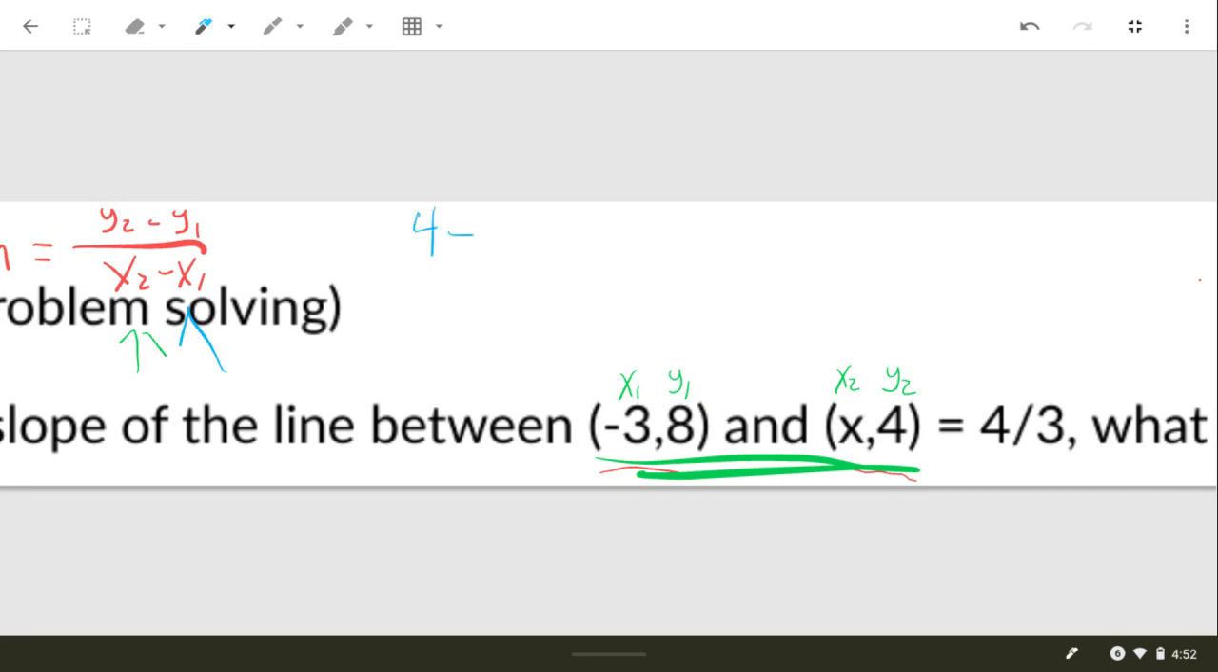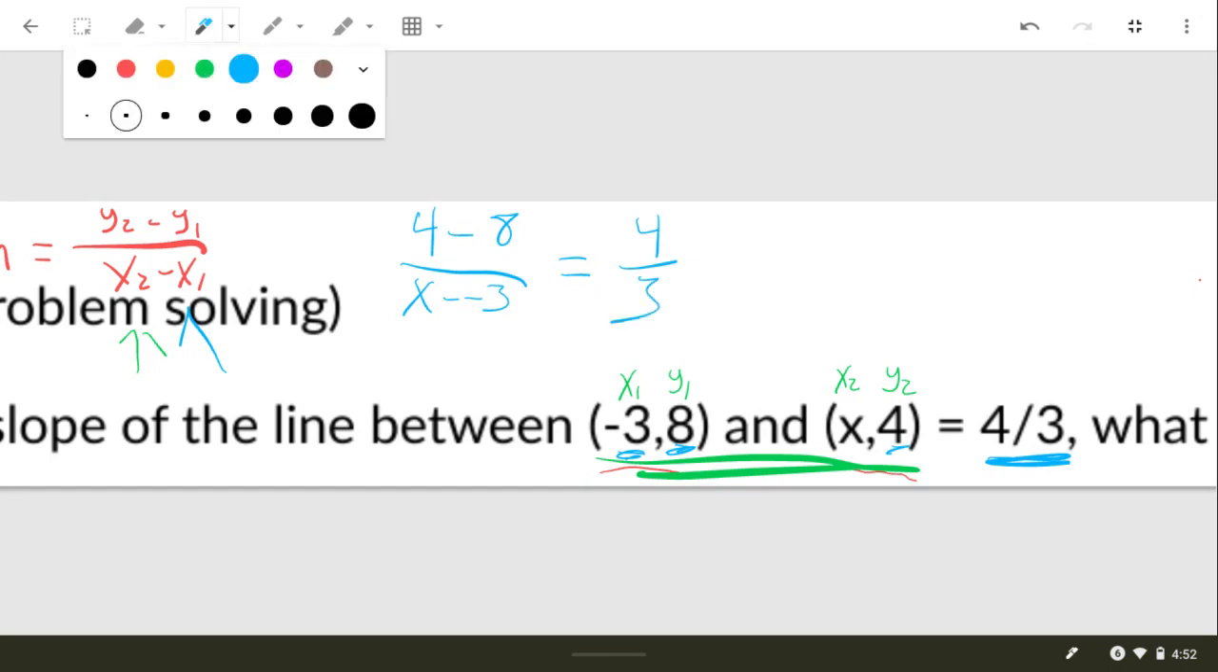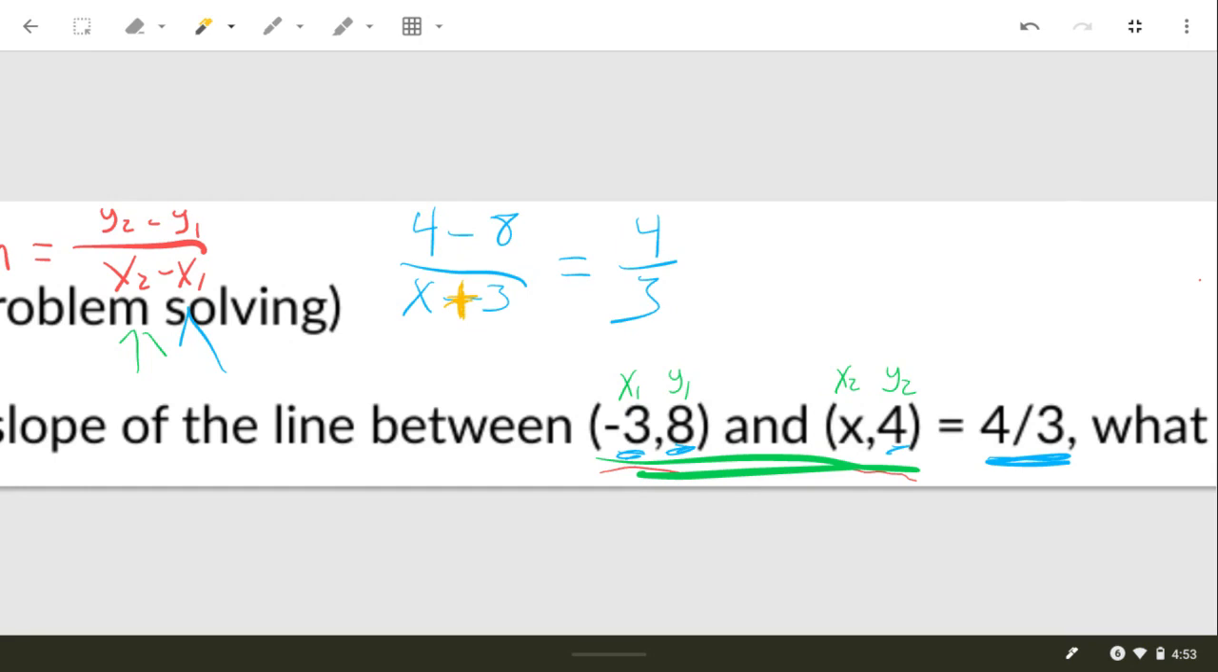So we got 4 minus 8, that's our y2 and y1, over x2, which is just x, minus -3, because that's my x1. Now, this is supposed to equal 4 over 3 is what they told us. All right, first off, you have an x minus -3 in the bottom. Because you're subtracting a negative, you can just call it a plus sign. So what we're going to do is cross multiply these. That's what you can do when you have a fraction equal to a fraction.